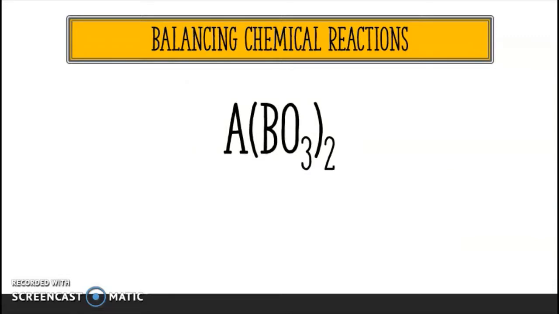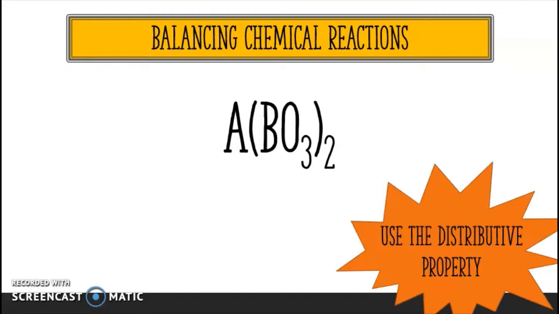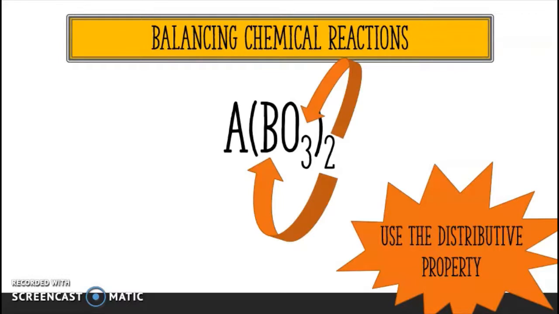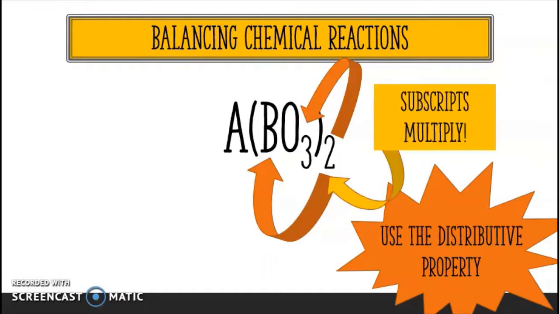Let's take a look at this more complicated chemical example. You're going to need to know how to handle polyatomic ions as well, and those can feel pretty complicated. Well, in this particular chemical example, we again need to use the distributive property. I want you to remember that the 2 that's behind the BO3, behind those parentheses, actually distributes to anything inside the parentheses. It doesn't go all the way to the A, it only distributes to the things inside the parentheses.